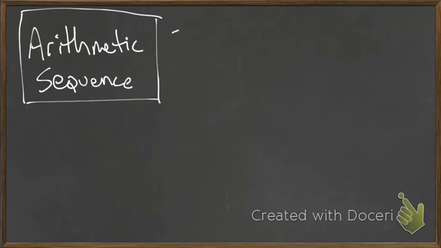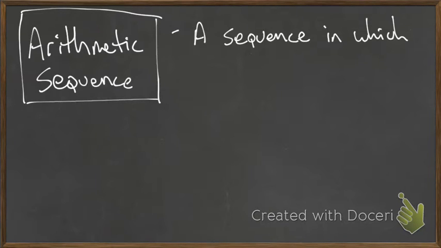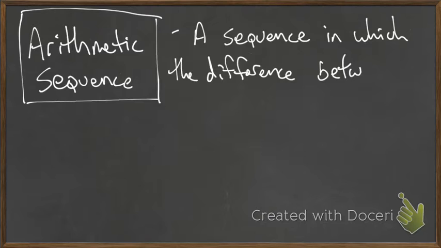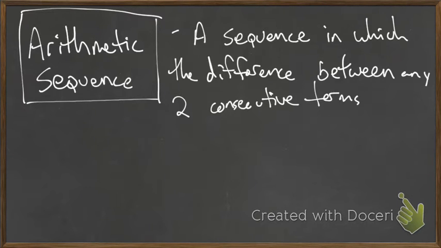Okay, so a sequence in which the difference between any two consecutive terms is constant. So it doesn't matter. Any two terms that are next to each other, you pick them, and it's got to have the same difference.